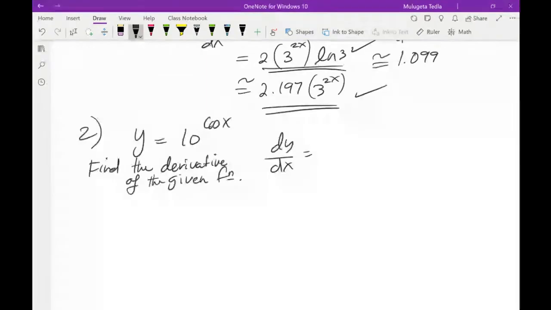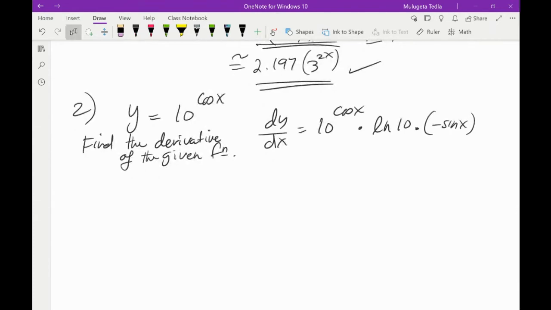Thank you. Thank you, Dima, too. You contributed in there. So repeat itself, 10 to the cos of x, times ln of the base, ln of 10, times the derivative of the exponent, minus sine x. When you do minus, you've got to use a bracket, because otherwise you're going to change the whole expression into subtraction.